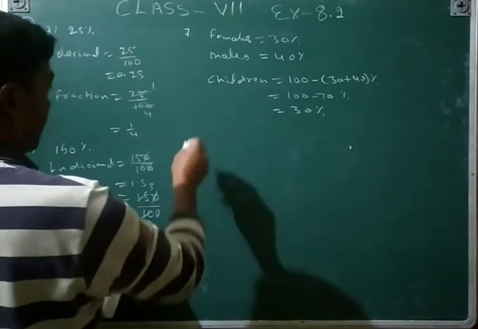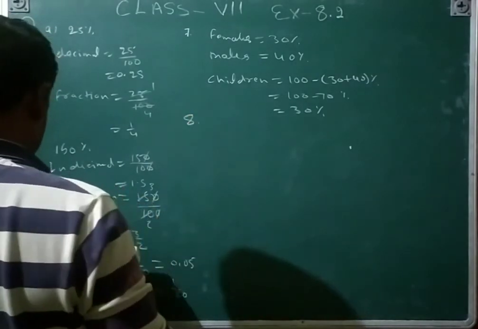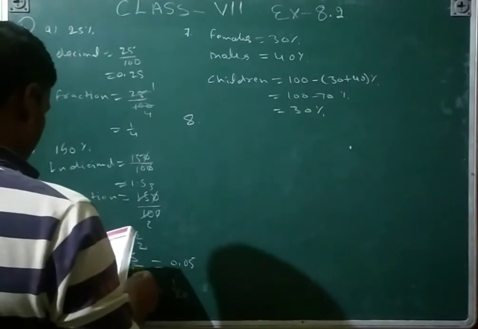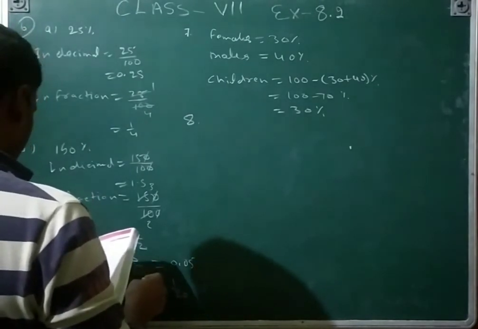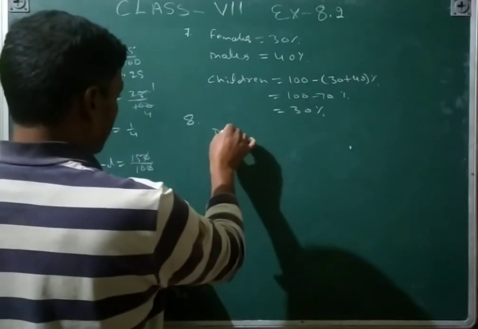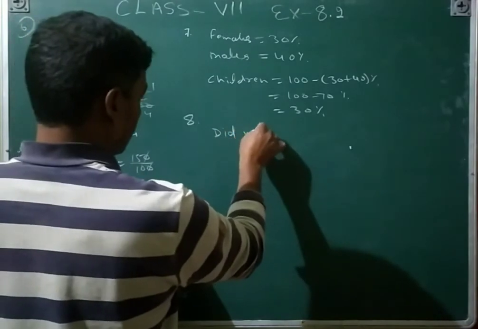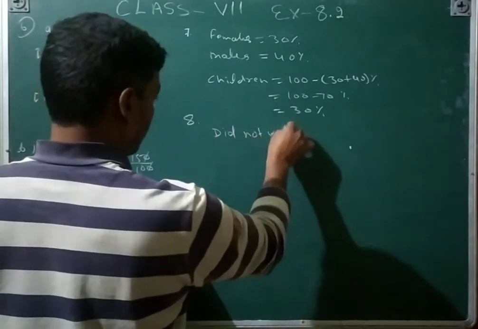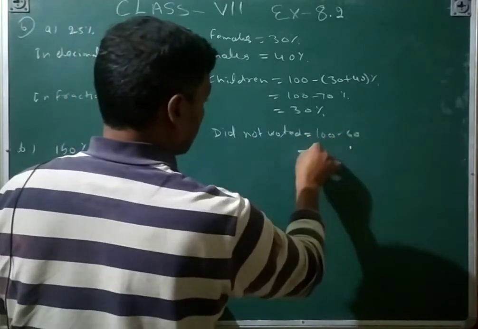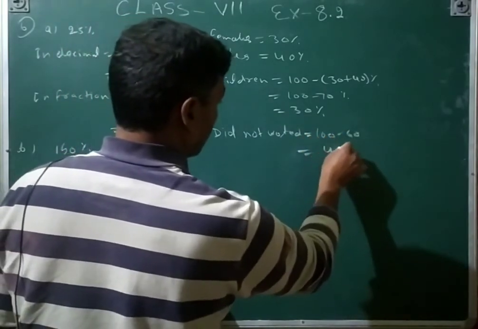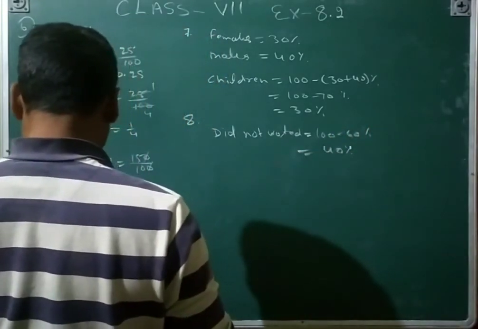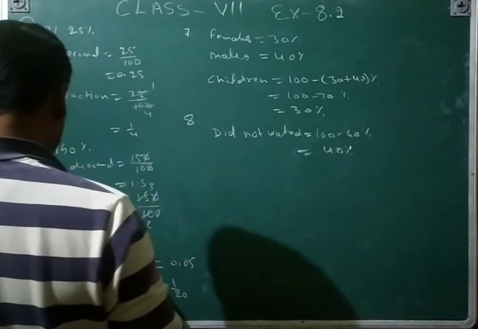And then question number 8: out of 15,000 voters in a constituency, 60% voted. Find the percentage that did not vote. So did not vote is equal to 100 minus 60, that is 40%. And then can you find how many actually did not vote?